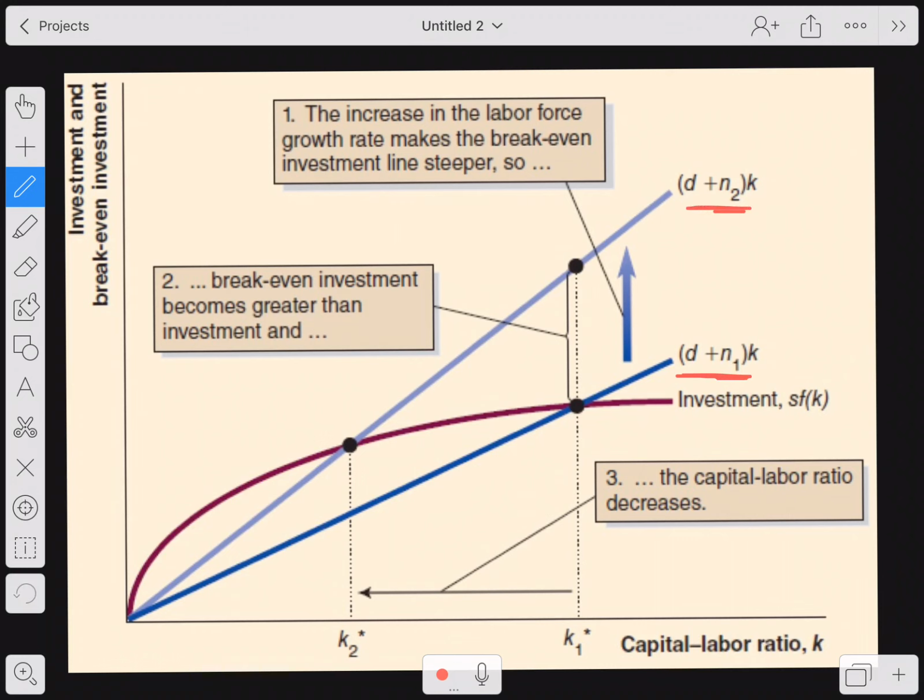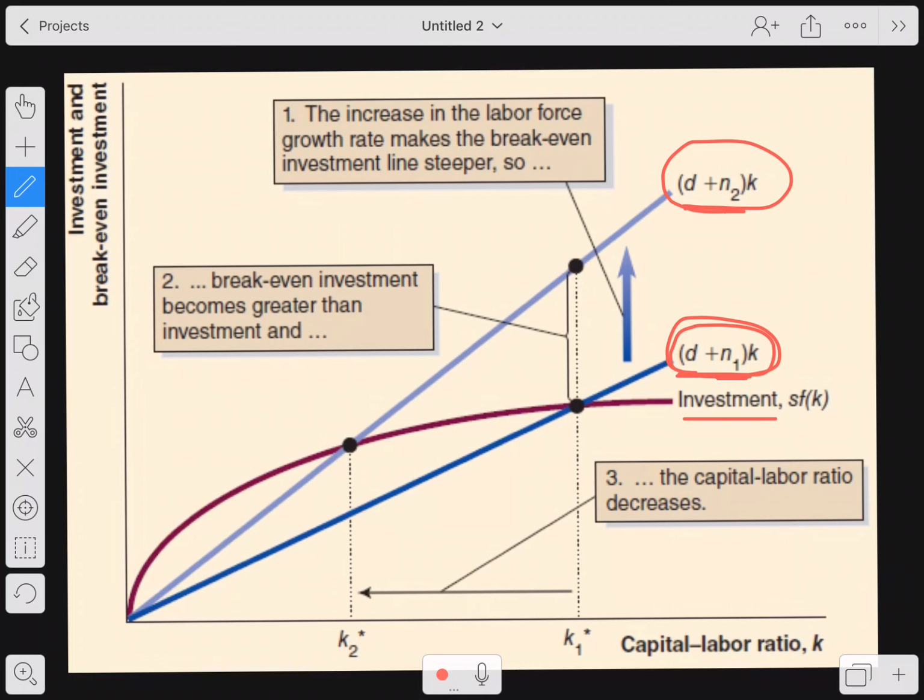I want you to understand something. This maroon color line is called investment. The blue line is called break-even investment. In graph number 1, in one of the previous videos, we called this blue line depreciation. In this graph, we just rename it and call it the break-even investment line. So this is break-even investment line number 1. This is the new break-even investment line number 2, that is changing because of the change in N, or the labor force growth rate.